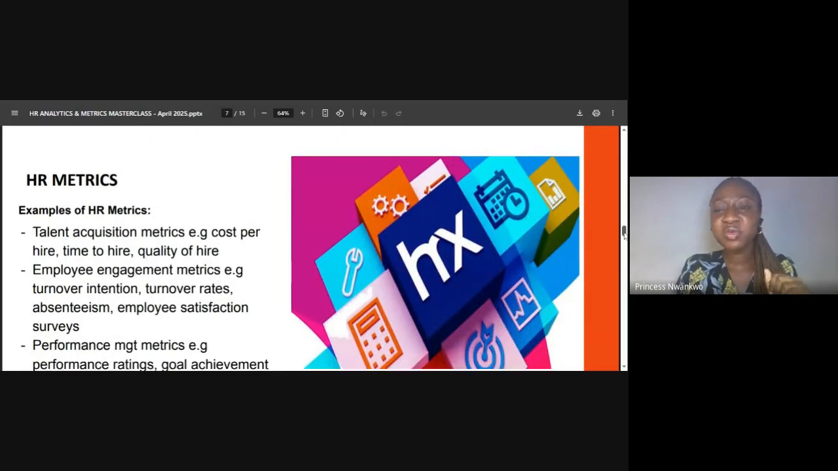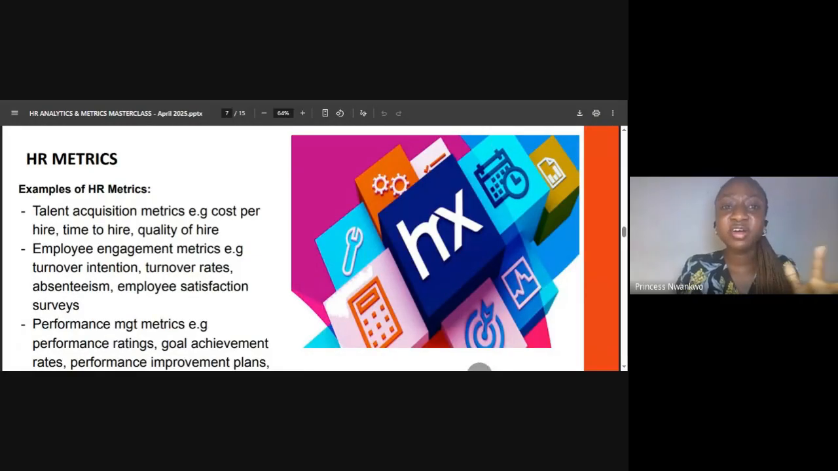So we can never talk about HR analytics without talking about HR metrics, and that's why I chose to define HR metrics first, because we can never talk about analytics without metrics. There'll be nothing to analyze if there are no metrics. So that's why anytime we talk about analytics, we must always mention metrics. So what are the examples of HR metrics? While Alfred was speaking again, he mentioned a number of metrics.